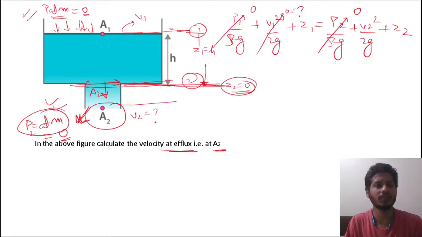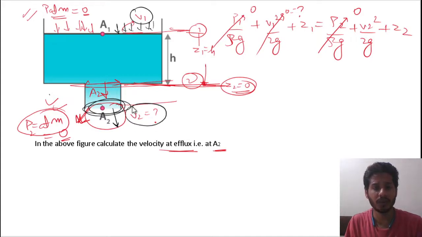V1 is 0 because this is a big tank, for example. This is a very big tank. If you are opening this portion, the velocity V2, you will see some form of velocity V2, but this level will come very, very slowly, isn't it? Because it's a very big tank.